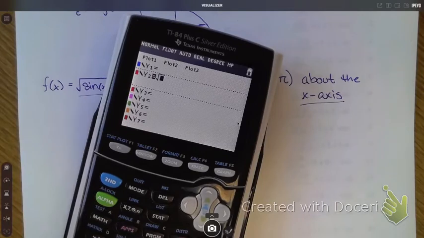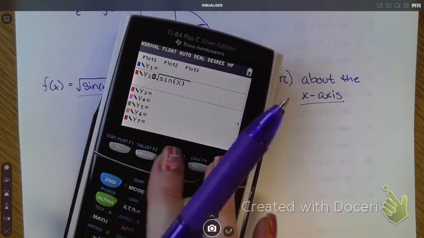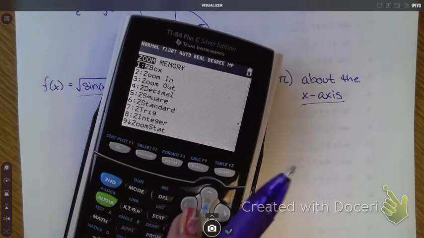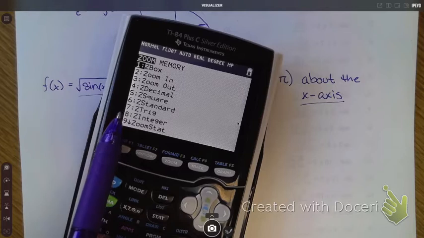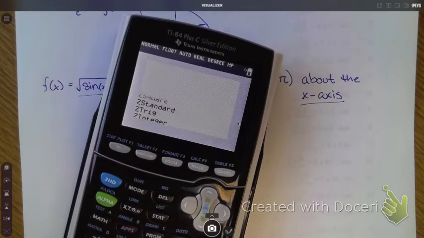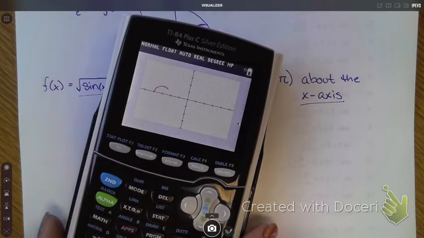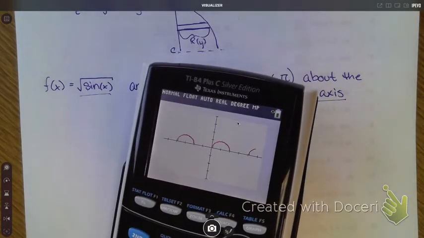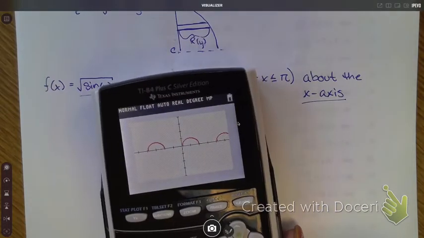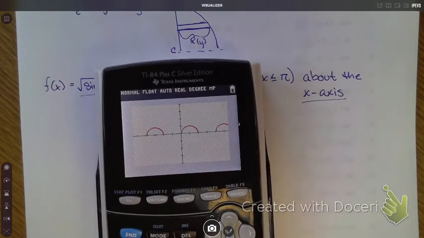So I have the square root of the sine of x. And remember, when we have sine, cosine, tangent, we need to hit zoom trig so we get the right picture. Okay, and that's what it should look like. It's going to keep going because we know that sine is cyclical, correct? Right. And it keeps going.